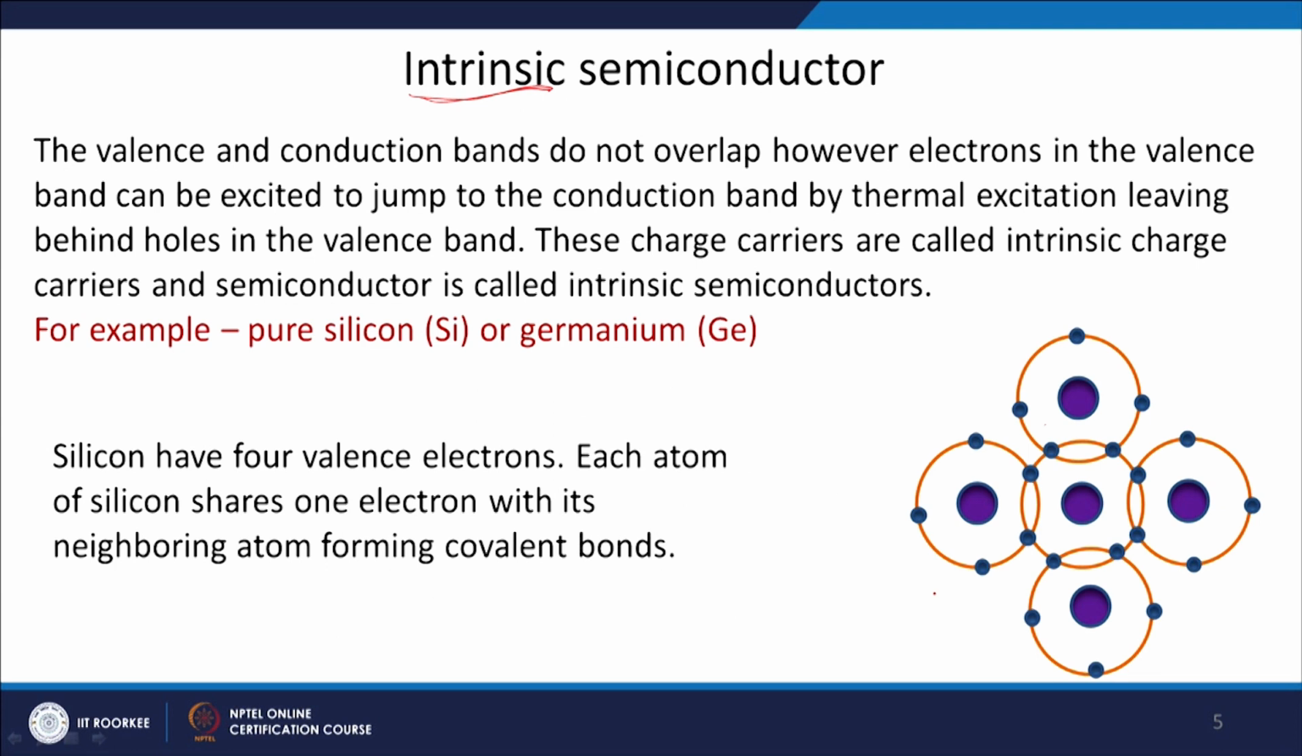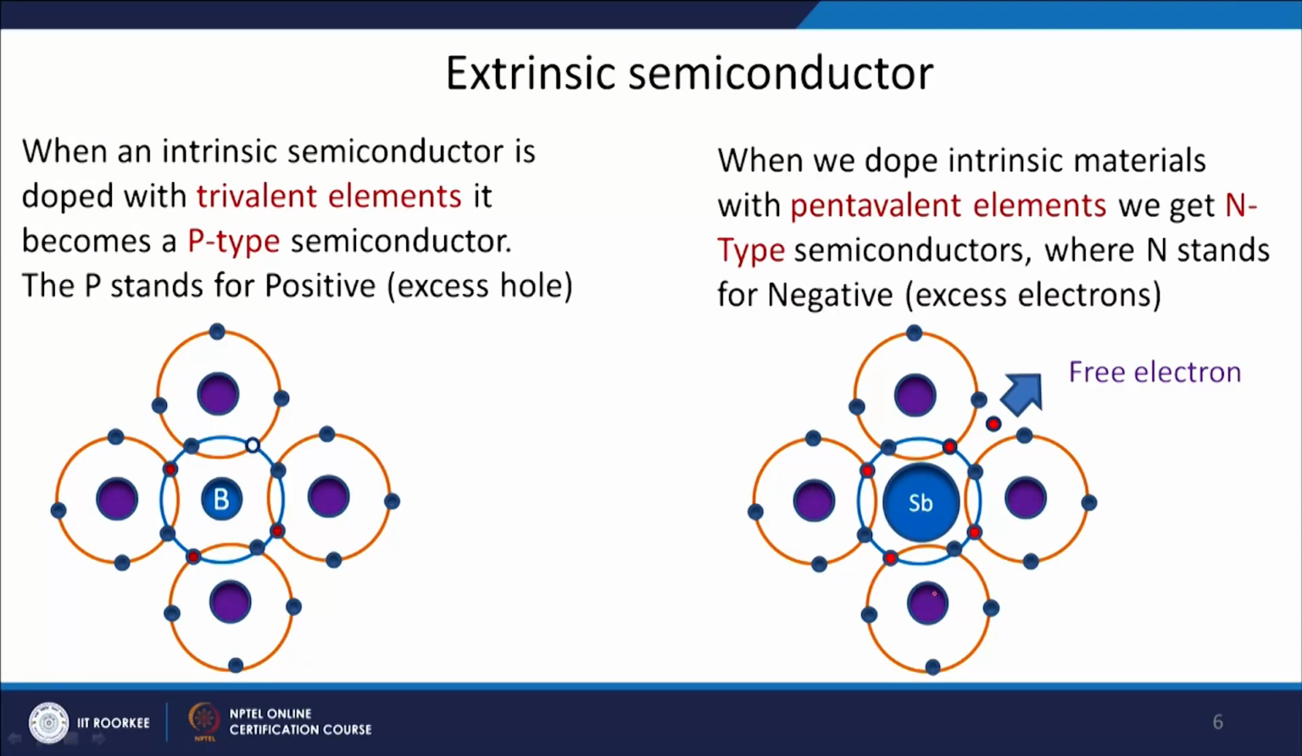So, this is how the silicon arrangement is there, okay, and in this case, when there is thermal excitation, there will be some intrinsic flow of charge. The extrinsic semiconductors are the ones where you deliberately add some doping agents or doping elements, which is what we call doping of a semiconductor, to add elements of either trivalent or pentavalent, okay.